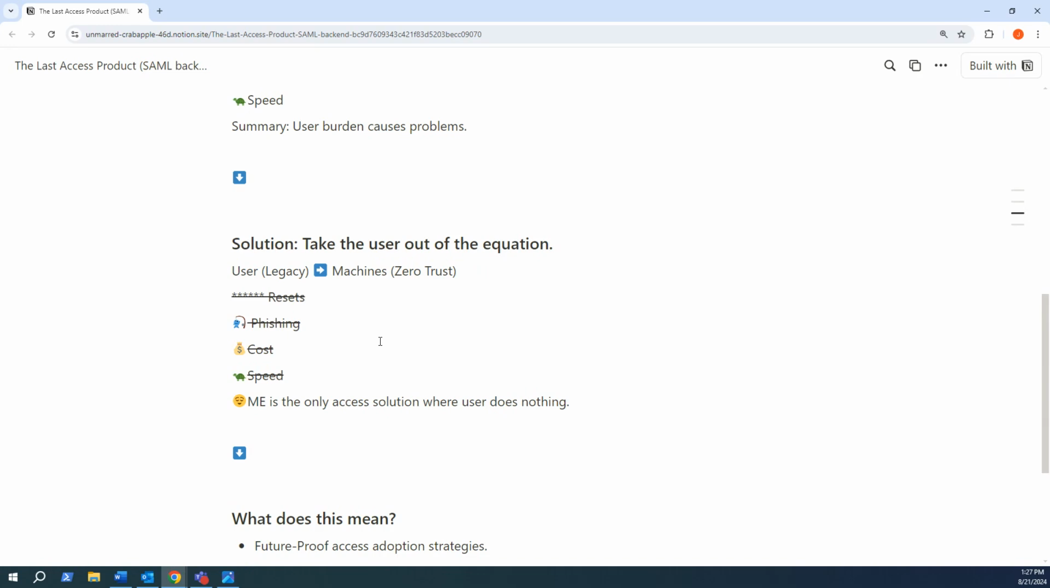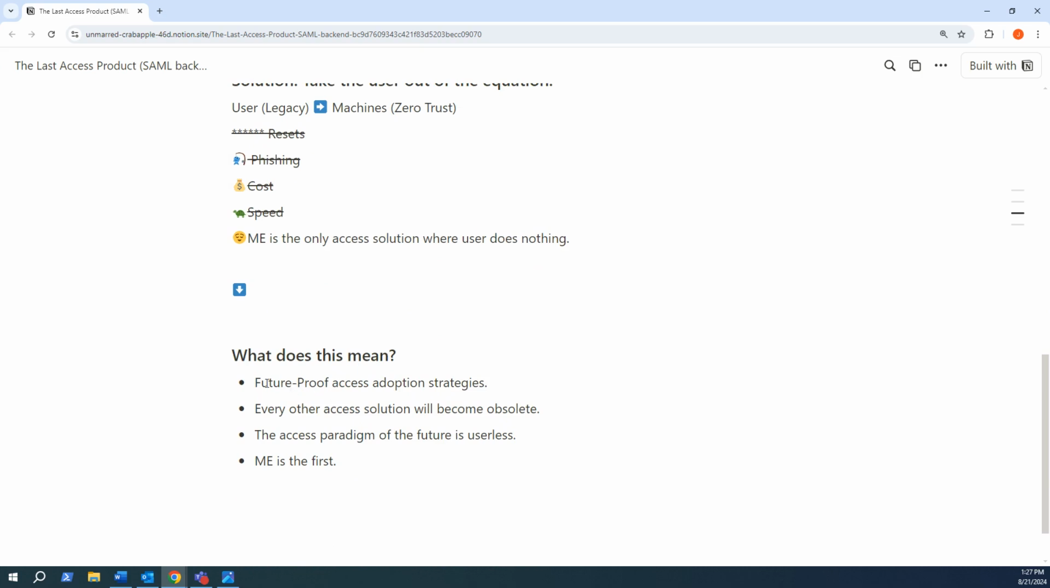Now that might seem too good to be true. For the most part, it is. However, ME brings a solution to the market. It is the only access solution where the user doesn't have to do anything. So what does this mean? It means you future-proof your access adoption strategies. Every other solution that you currently have will become obsolete, or any other solution that you might adopt will become obsolete. This new access paradigm of the future is going to be userless. We're going to stop relying on the user, and ME is the first of its kind.